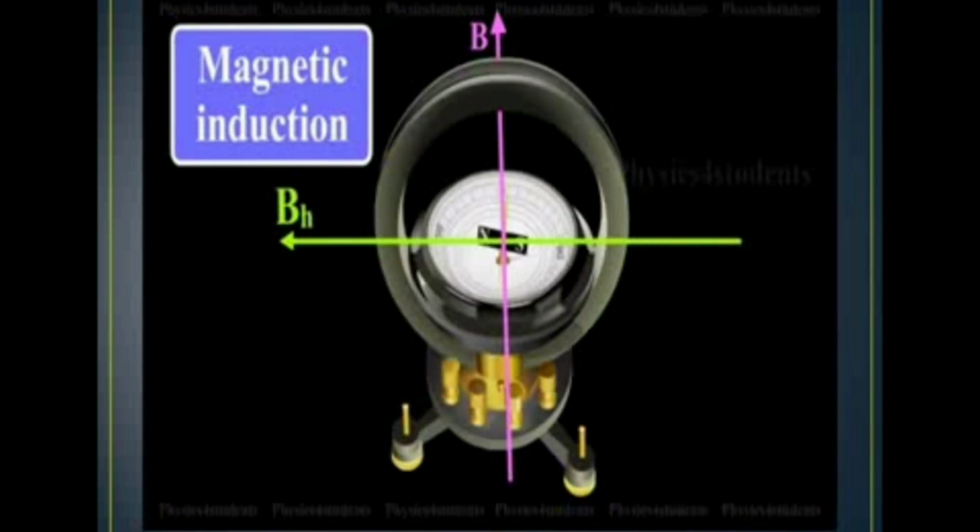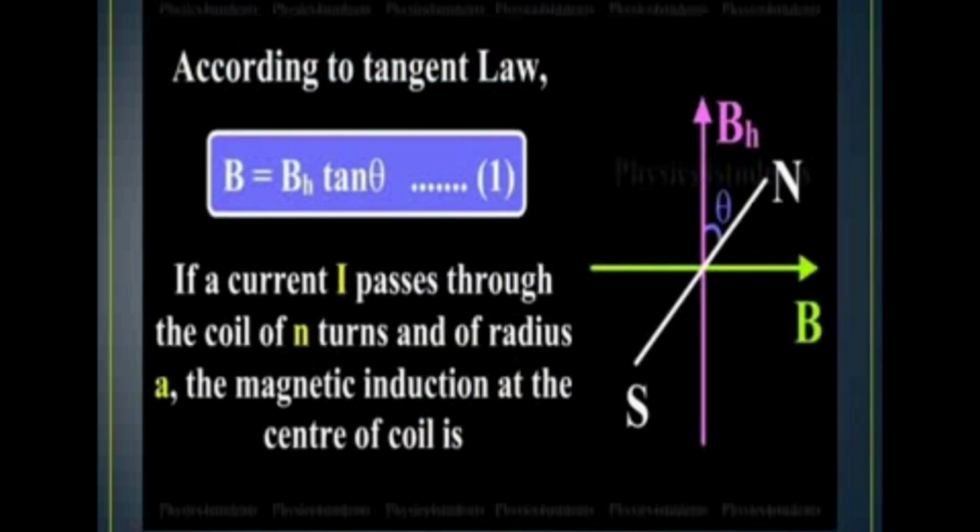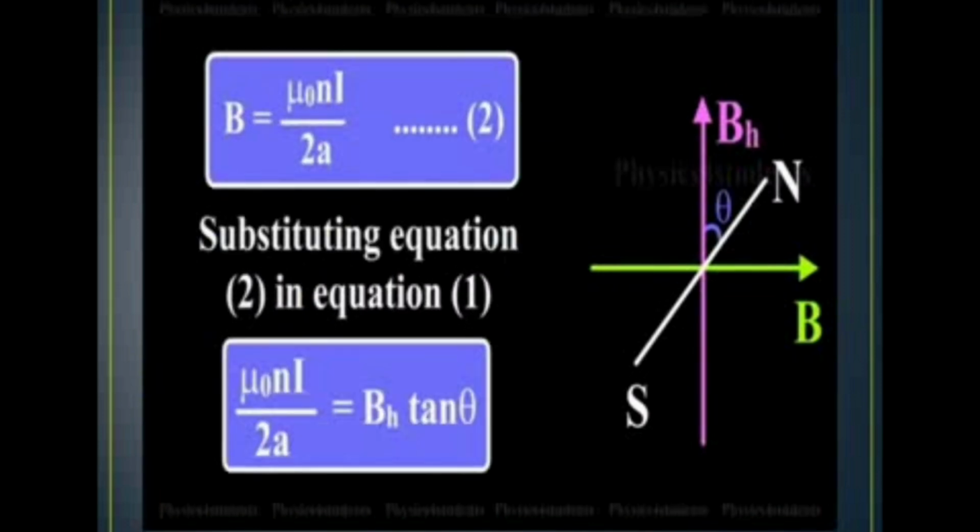In that field we are placing the magnetic needle. So the magnetic needle will come to rest in the direction of the resultant of the two forces. So according to the Biot-Savart law, B equals BH tan theta. If I is the current passed through the coil of n turns and radius A, the magnetic induction at the center of the coil is given by the next equation. See that NS is the magnetic compass. BH and B are the two cross fields. Now you see that B equals mu naught n I by 2A. That is the magnetic induction produced by the coil.